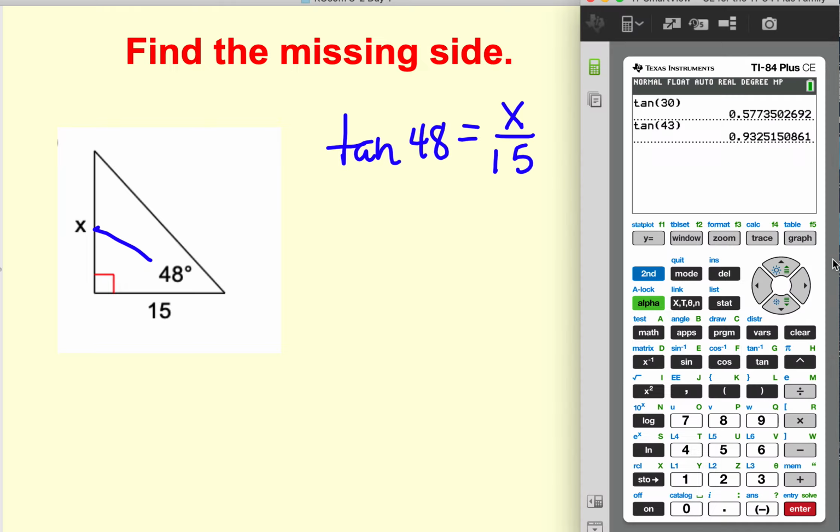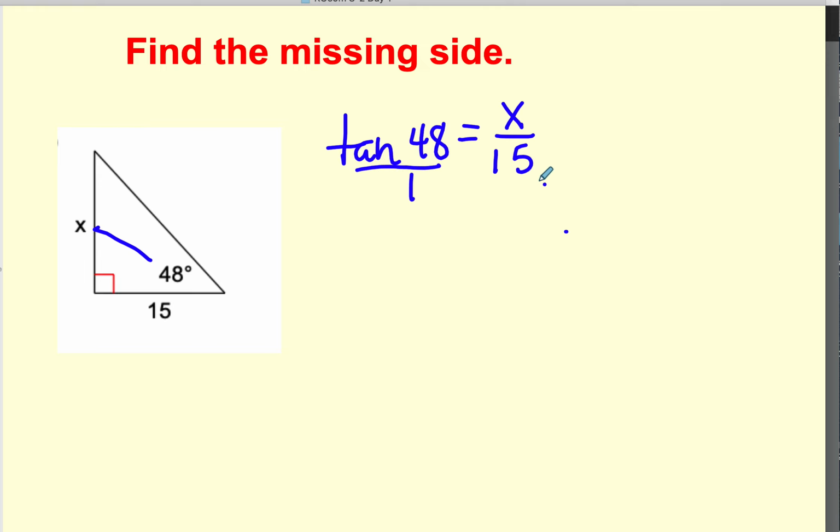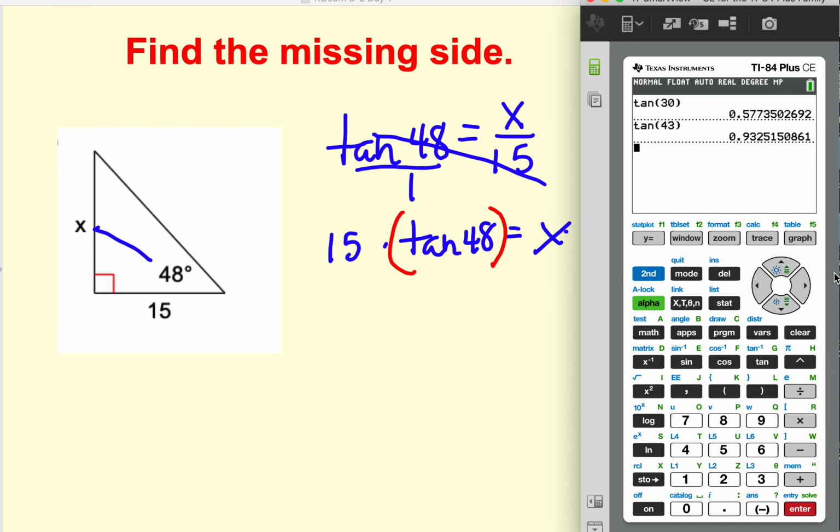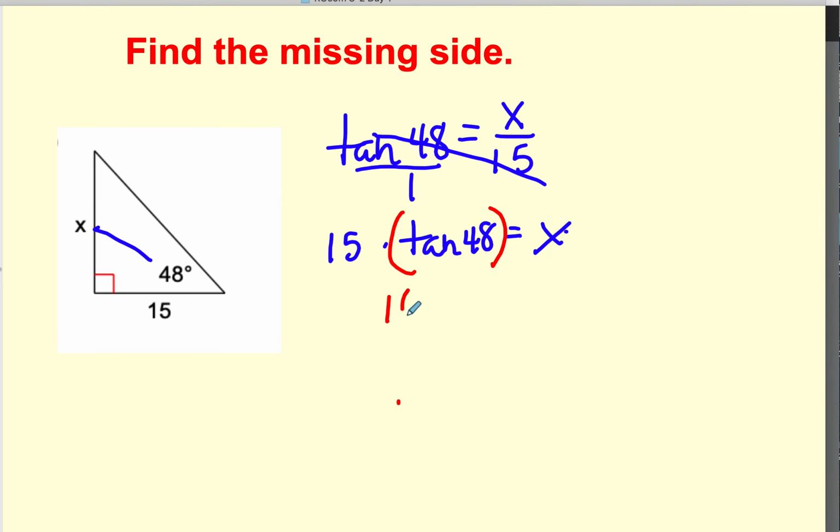Before I do that, let me go ahead and cross multiply. I'm going to write 15 times the tangent of 48 equals x. Now we know that this thing is some decimal, so we're going to use our calculator to figure that out. I'm going to put 15, and then press times tangent of 48, and the calculator will figure out that decimal, and I'll get an answer. So x is, let's round to one decimal place, 16.7. So 16.7 is approximately x.